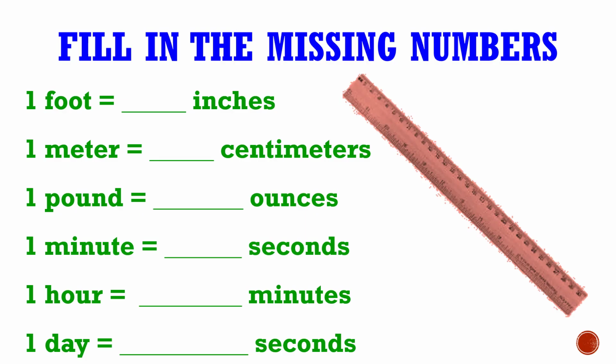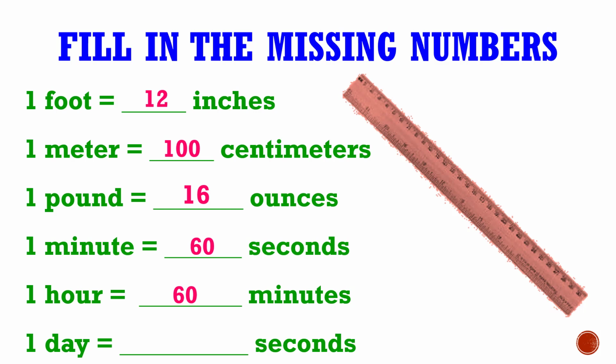Unit conversions are something like these. Fill in the missing numbers. 1 foot is equal to how many inches? Well, you know these answers intuitively. 1 foot is equal to 12 inches. 1 meter is equal to 100 centimeters. 1 pound is equal to 16 ounces. 1 minute is equal to 60 seconds. 1 hour is equal to 60 minutes.